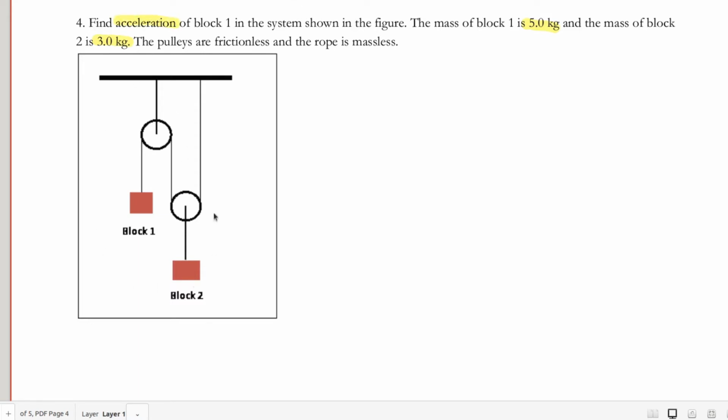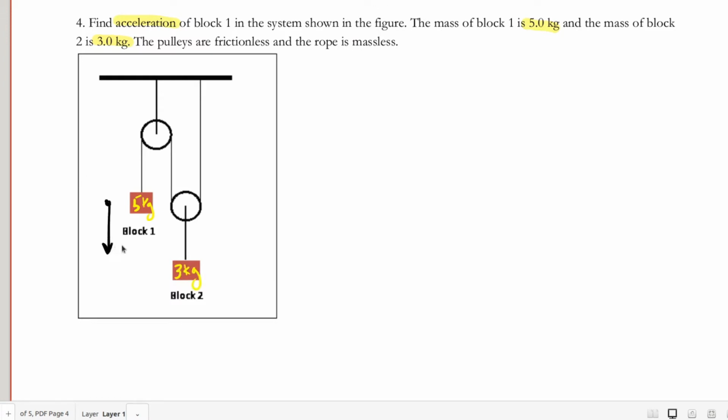We're asked to find the acceleration. So this is a perfect system for using a system of equations that we find using Newton's second law applied to each of these blocks. And the tool to set up those Newton's second law equations is, of course, the free body diagram. We can label our masses here. This is 5 kilograms. This is 3 kilograms. And now let's draw our free body diagrams.